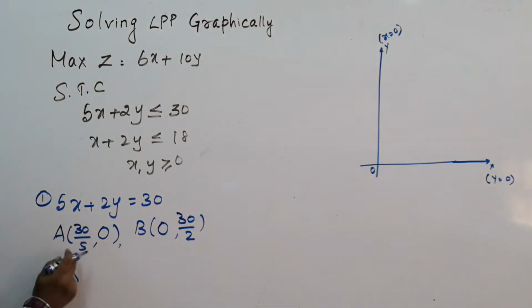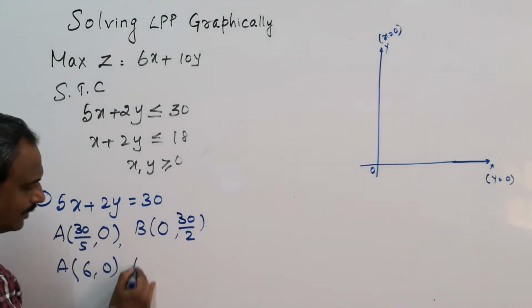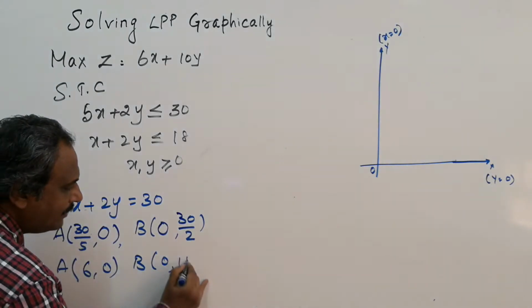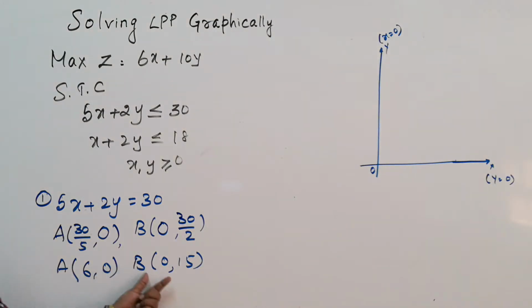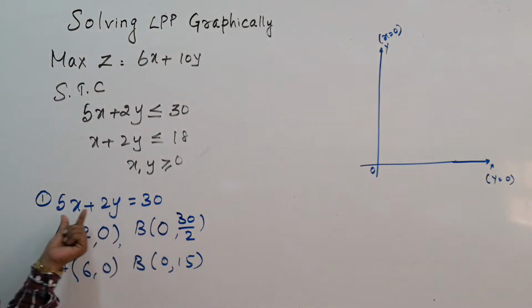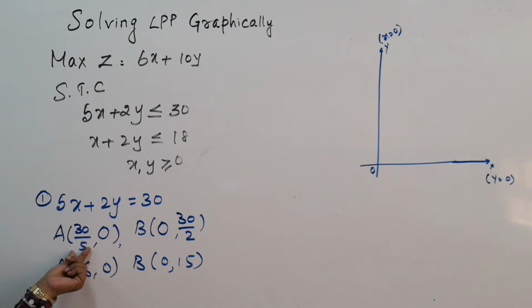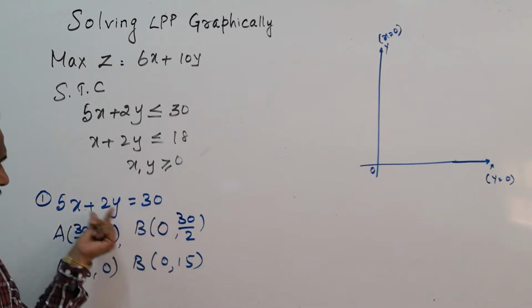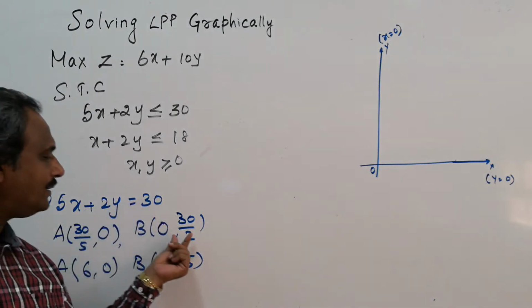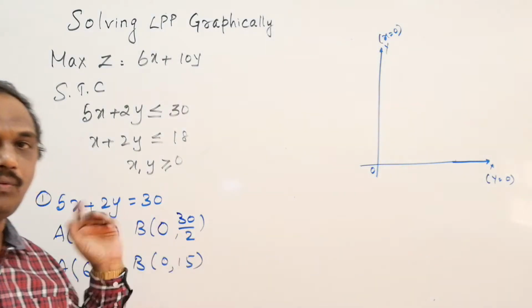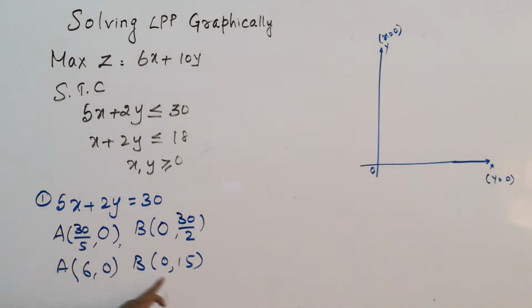Now I got the 2 points. First point 30 by 5, that is 6, 0, and the second point 0, 15. Isn't it? So I got the 2 points. Take the right hand side. For the first point, divide by the coefficient of x, and for the second point, divide by the coefficient of y. Now I am having 2 points.